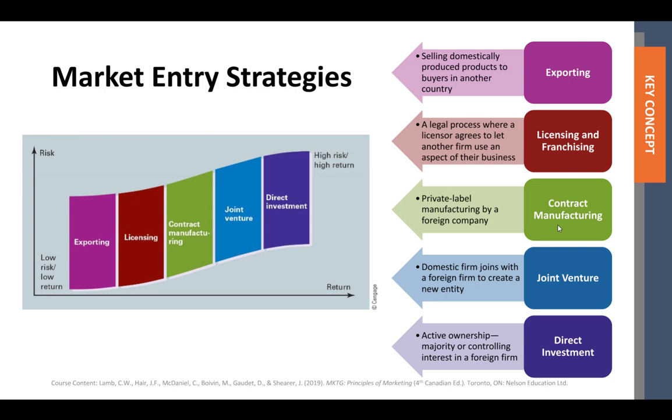Contract manufacturing is a really great example. So, private label manufacturing by a foreign company. Private label is a giant, multi-billion-dollar business. I always love to ask the class, hey, who's the largest maker of pop in the entire planet? Coke or Pepsi usually comes to mind.